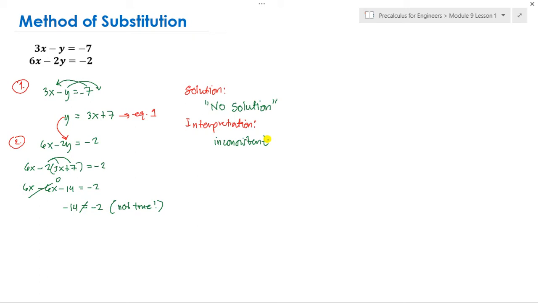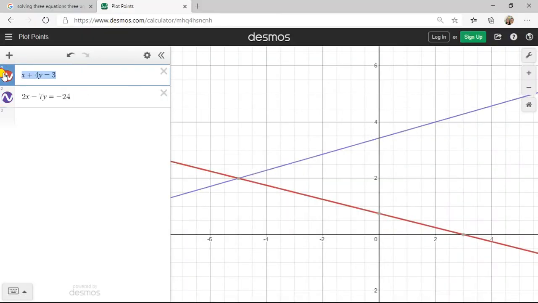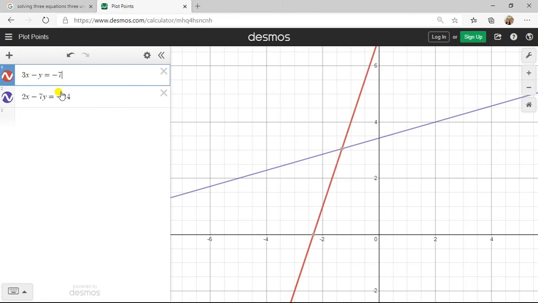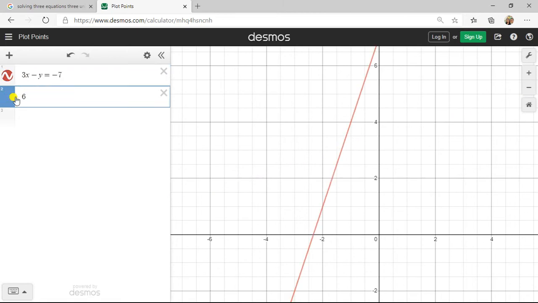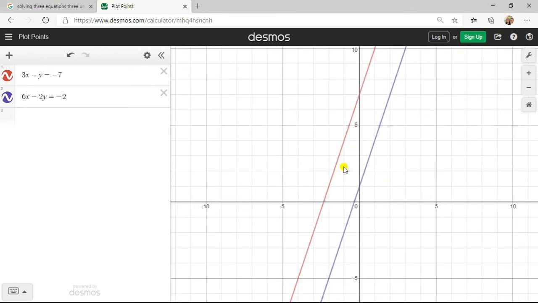So to prove that claim, now we're going to prove this using our graphing software. So let's go back to our Desmos. In Desmos, inputting the first equation, 3x minus y is equal to negative 7. Then 6x minus 2y is equal to negative 2. As you can observe, both equations are parallel to each other.